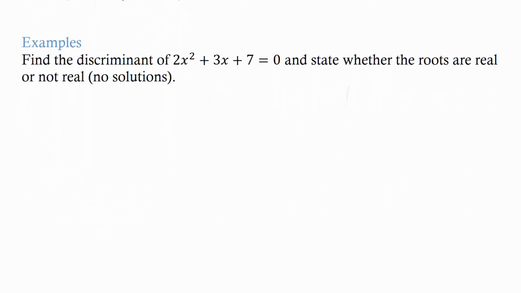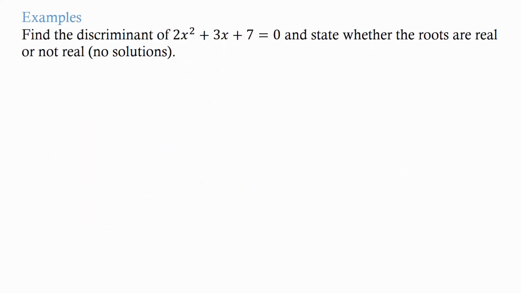So the first example we're going to look at is we need to find the discriminant of 2x squared plus 3x plus 7 and state whether the roots are real or not real. In other words, there's no solutions. All right, so we start with 2x squared plus 3x plus 7 equals 0, where this is my a, b, c.